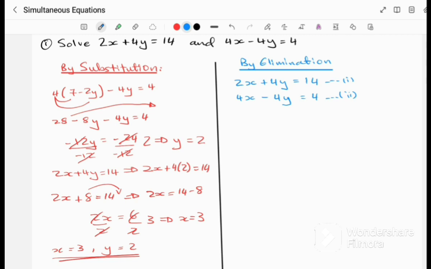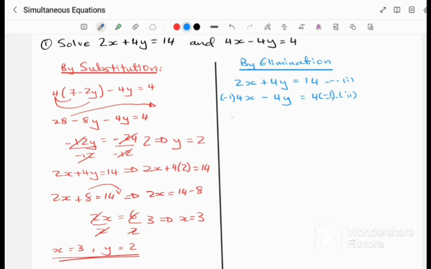Now, you could eliminate x or y. It works both ways. Here we're going to eliminate y. We have 4y in equation 1 and we have negative 4y in equation 2. We want equation 1 minus equation 2 to become 0. So we're going to change the second equation and we're going to multiply both sides of the equation by negative 1 to change the negative 4y to positive 4y. So let's multiply both sides by negative 1.